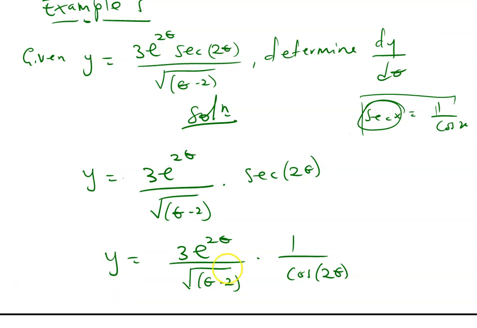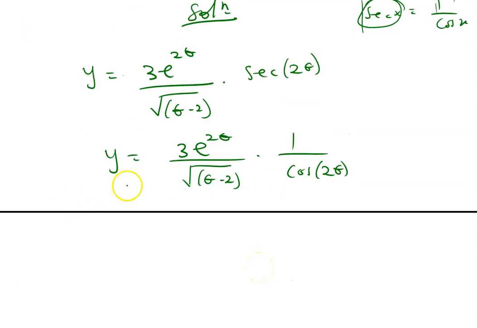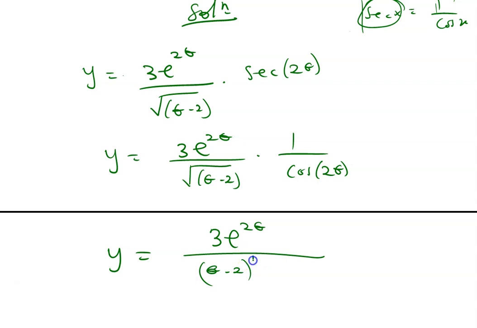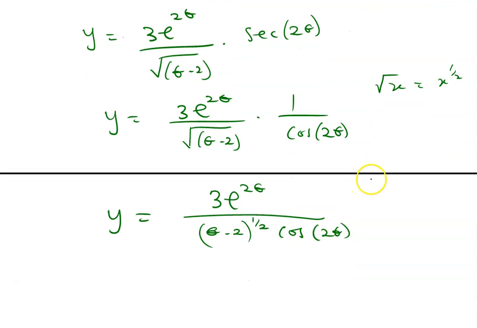Yes. Take note. We can also split this side by saying that y is equal to, we can now multiply the square root of θ minus 2 with cos 2θ. So we are going to get 3e^(2θ) over θ minus 2. We know that it's exponential half. I made it clear to you that root of x is equal to x to the half. So it's the same as (θ minus 2) to the half times cos 2θ. Very good. Please take note.